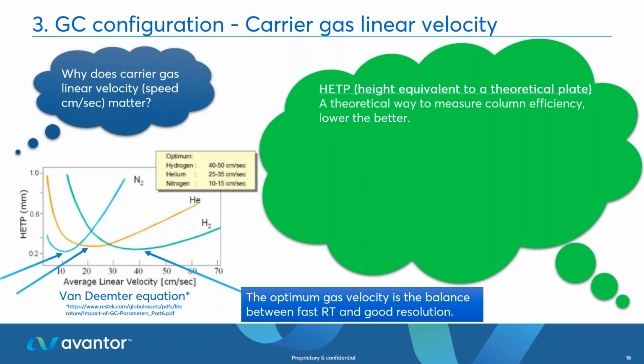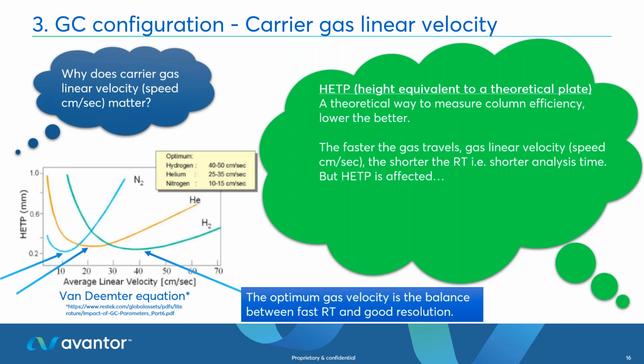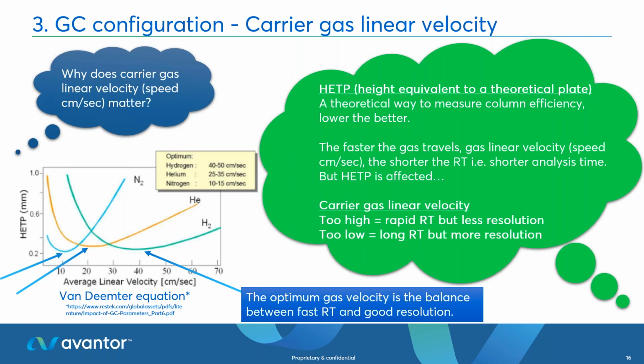So the faster the gas can travel, the shorter the retention time. But if we're going too fast and we're losing the column efficiency, we're not going to get the resolution that we want. And it's the same if we're going too slow, too low in the velocity, then we're not going to get the resolution here either. So we're going to get peak broadening, and then we're also going to get slow retention times if we're going really low in the carrier gas linear velocity. So this is why the linear velocity is important. We need to find the right balance and get that optimum level. And hydrogen gives us a wider range and a faster velocity to play with.